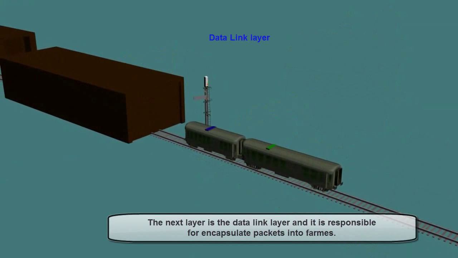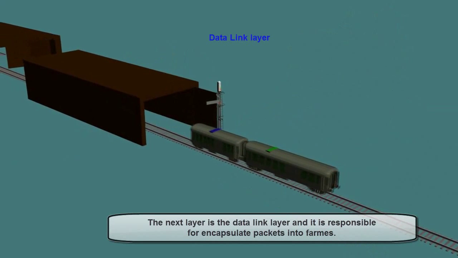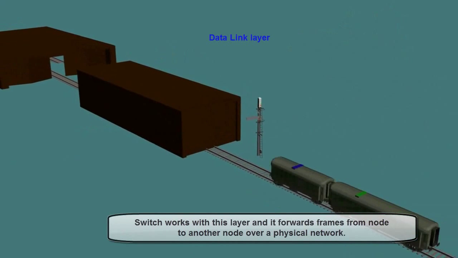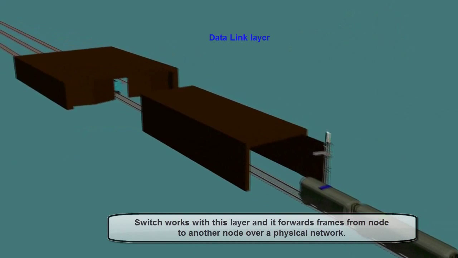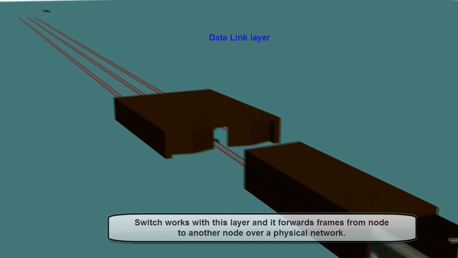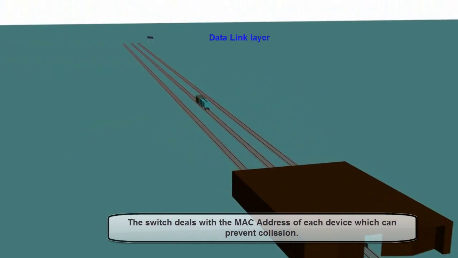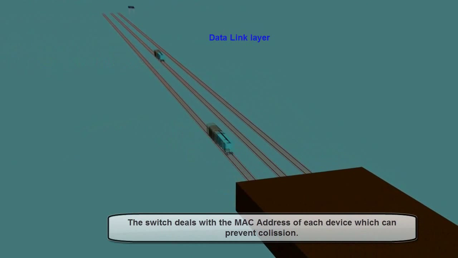The next layer is the data link layer, and it is responsible for encapsulating packets into frames. Switch works with this layer, and it forwards frames from one node to another node over a physical network. The switch deals with the MAC address of each device.